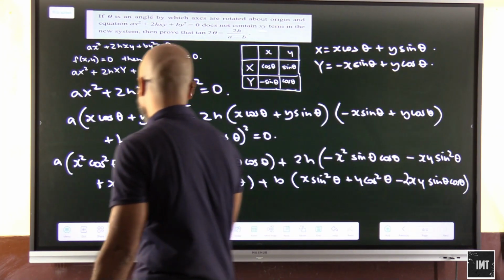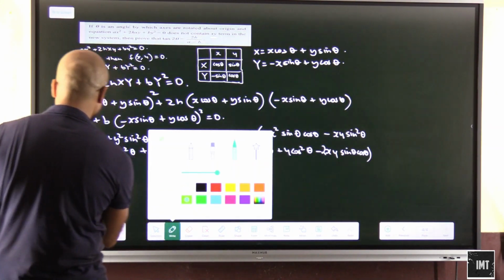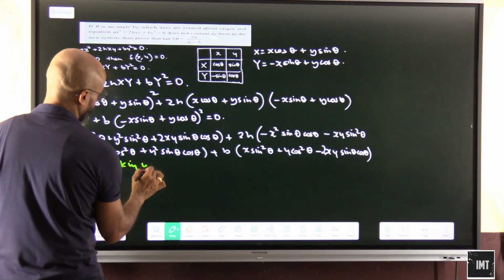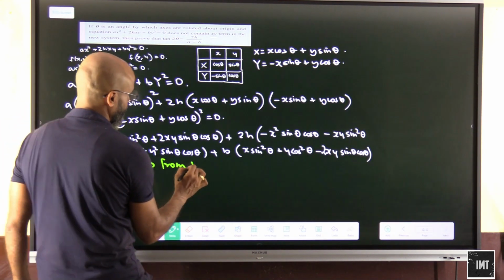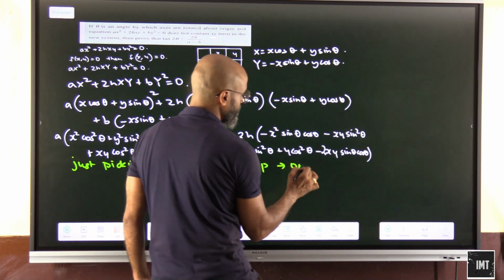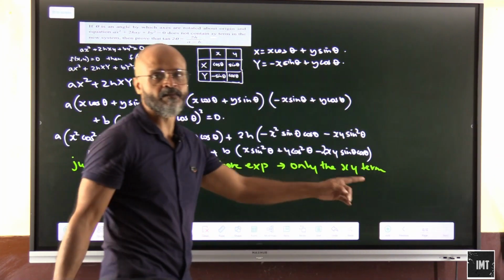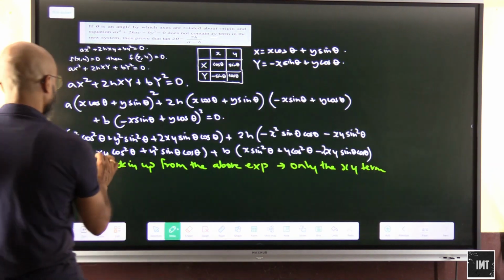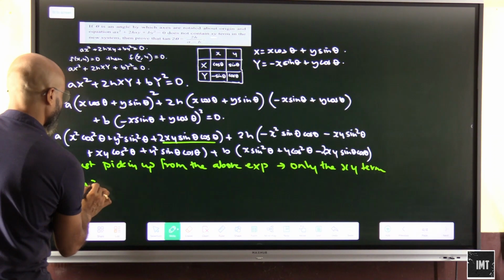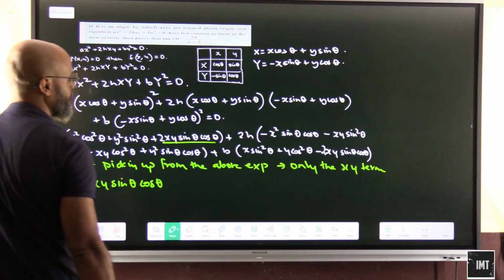Okay, now if we just pick up the xy terms, only the xy terms, picking up from the above expression only the xy terms. Okay, so what we have here is 2axy sin theta cos theta.